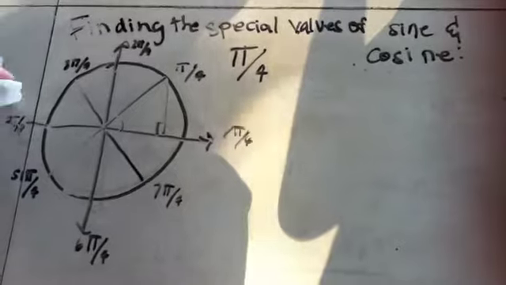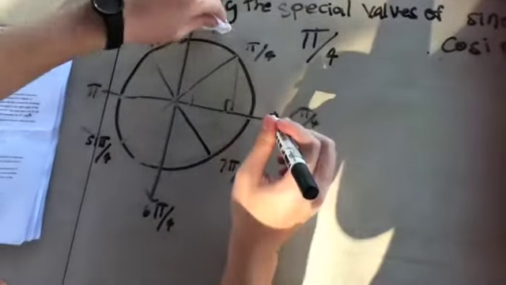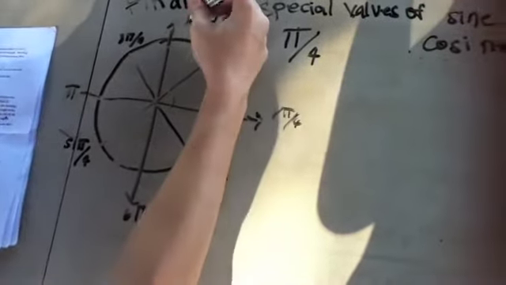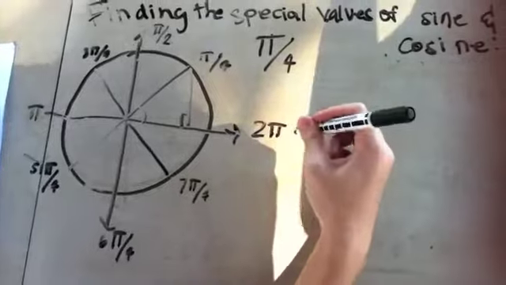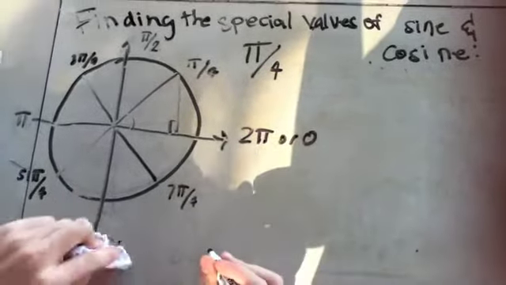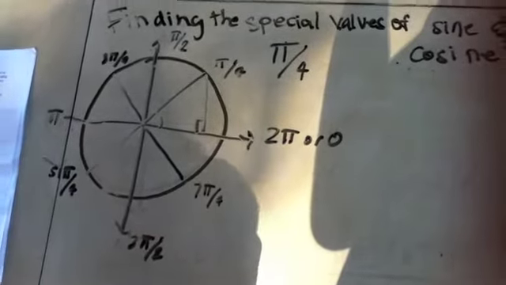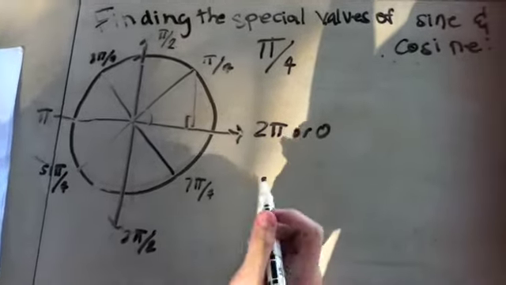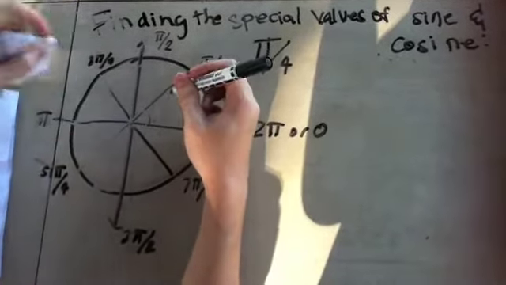These then can be converted to pi, half pi, 2 pi or 0, and 3 pi over 2. We can convert pi over 4 to 45 degrees.